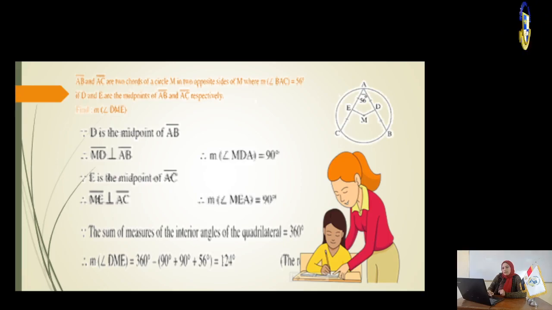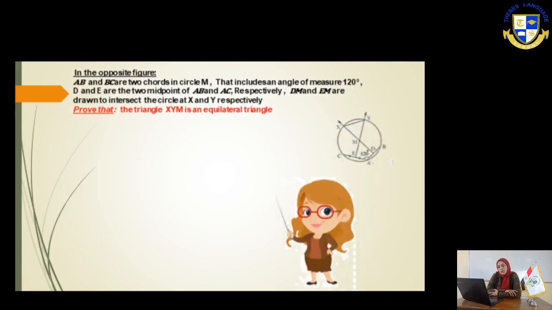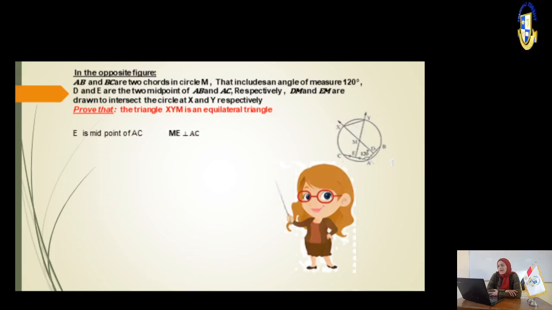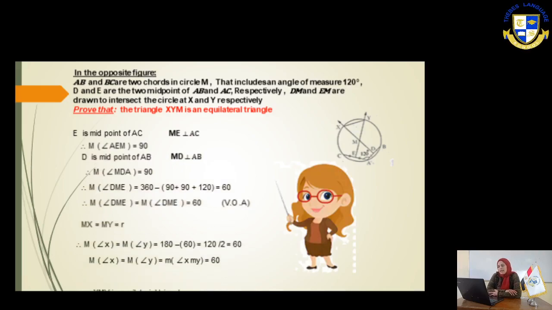Let's move to slide number 6. In the opposite figure, AB and BC are two chords in the circle M, and the angle measures 120 degrees. D and E are the midpoints of AB and AC. DM and EM are drawn to intersect the circle at X and Y. Prove that triangle XYM is an equilateral triangle. At the beginning, to prove that a triangle is equilateral, we can prove that the measure of each angle equals 60 degrees.